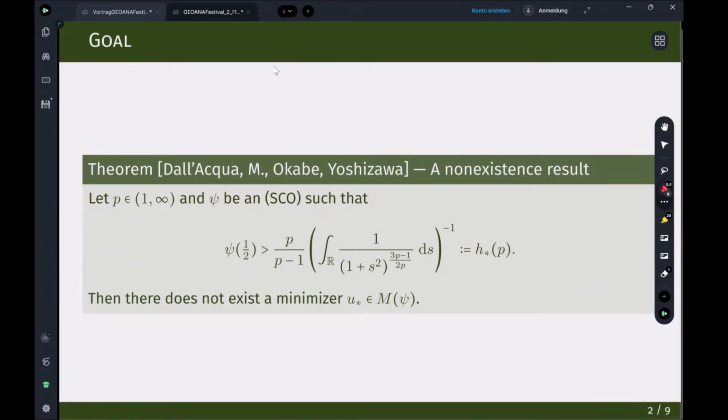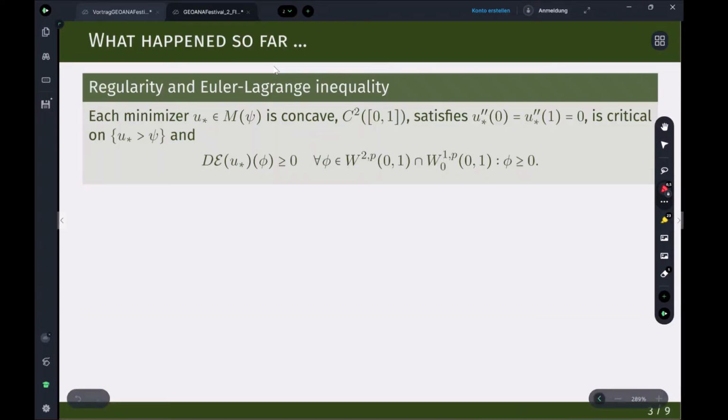And our goal is now to show the following non-existence result. If psi of 1/2 is bigger than some h star of p, which is explicit and also sharp, then there does not exist a minimizer u star in M of psi. This is what we want to show, and h star also had a geometric interpretation, at least for p equals 2, as we know from the last video. And h star of p will also have a geometric interpretation, which we will recall soon.